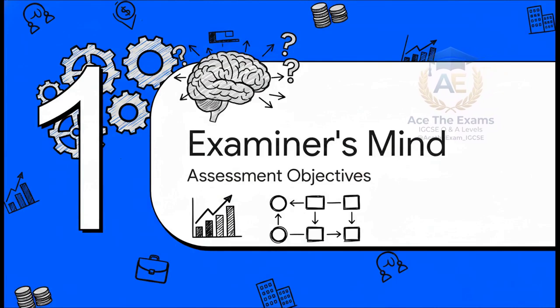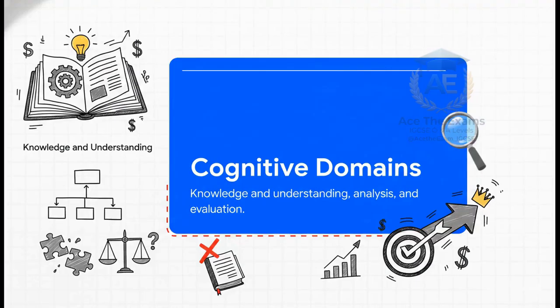Section 1. Inside the examiner's mind. Unlocking the assessment objectives. So, what exactly is Cambridge testing behind the scenes when they hand you a complex scenario about a business needing capital? They are targeting three distinct cognitive domains, also known as assessment objectives. First, knowledge and understanding, that's AO1. This is your foundation. Do you know the cold hard facts? Second, analysis, or AO2. Can you break the information down systematically? And third, evaluation, AO3. Can you make a justified recommendation?